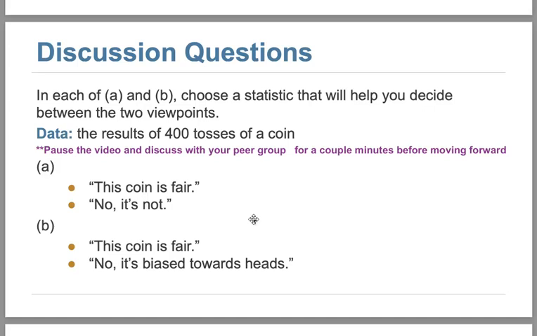So in the first discussion question, the model is the coin is fair, and the alternative viewpoint is no, it's not. In the second question, the model is still the same, the coin is fair, but the alternative viewpoint is no, it's biased toward heads.